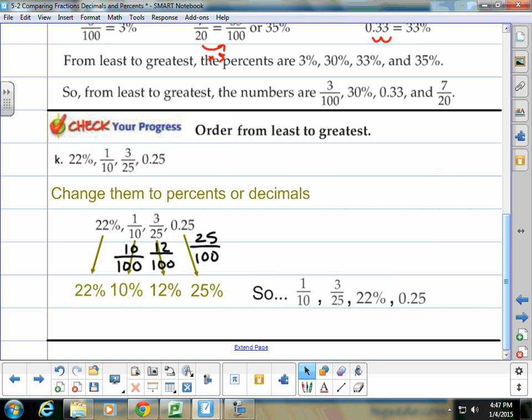What we know is that 1/10 is 10%, which is my smallest, least. I know my greatest then was 25, so that's on the end. And then 12% and 22% are in between, least to greatest.